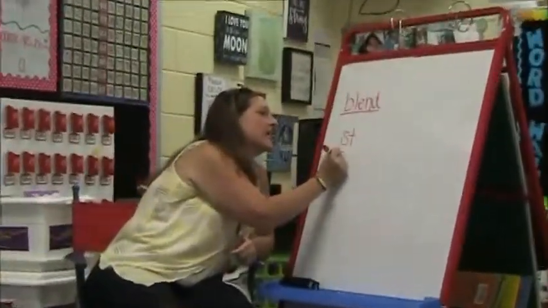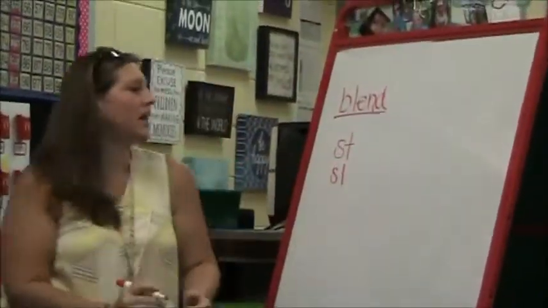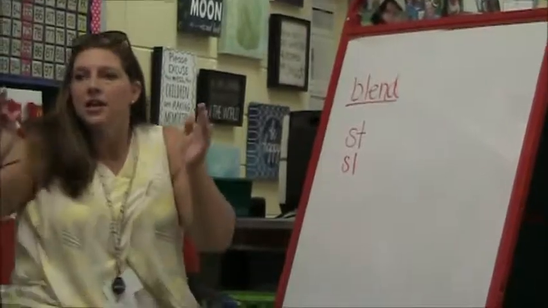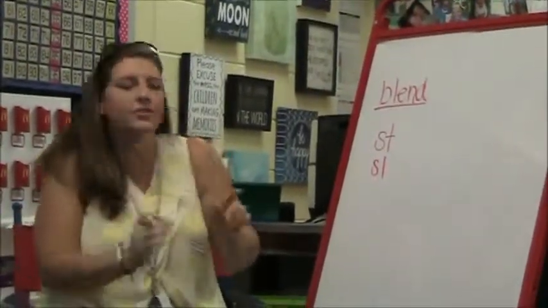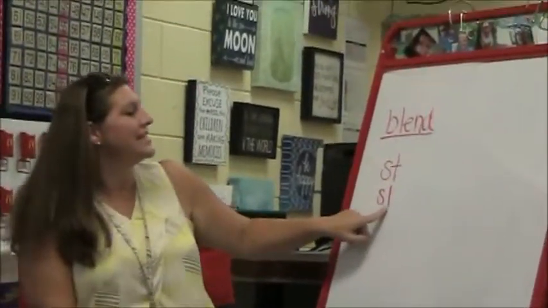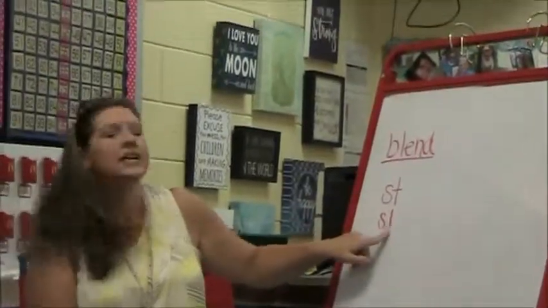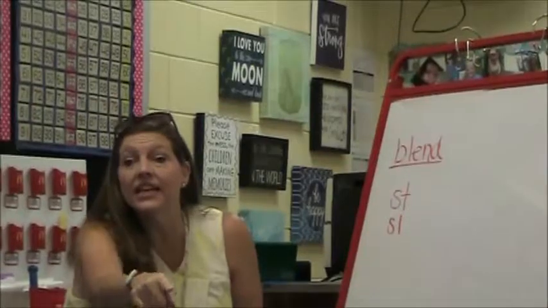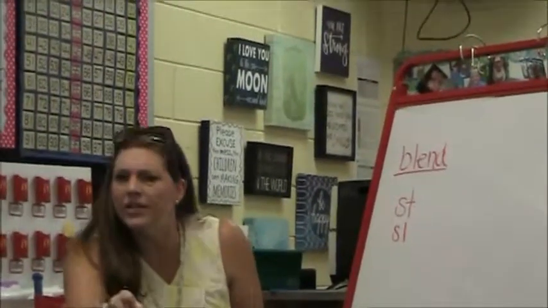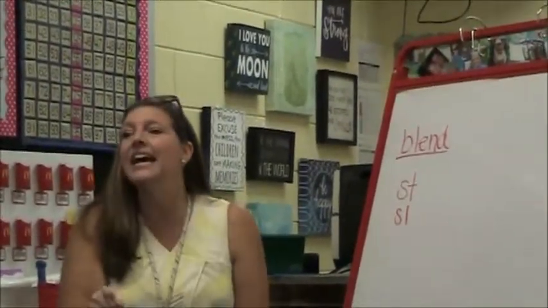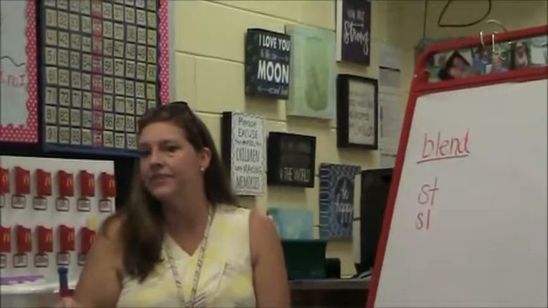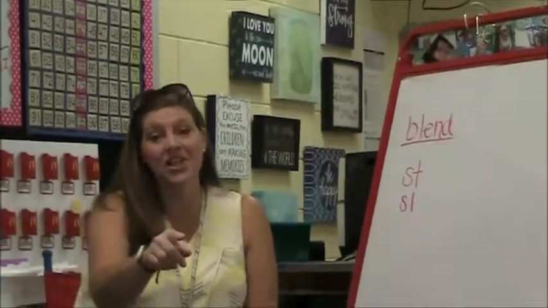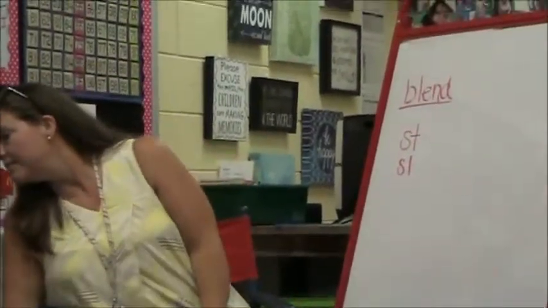If we have the consonant S and the consonant L, let's blend those together, push those together. Ready? Sl, sl, sl. Like what? Slushy. And slime. And slide. I love to play with slime. And like sloth. Let's try another one.